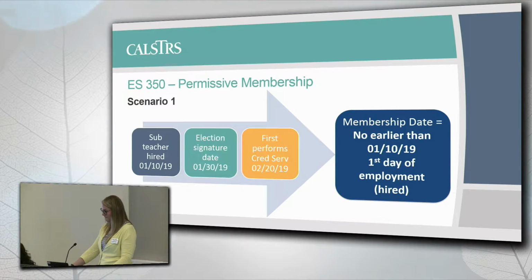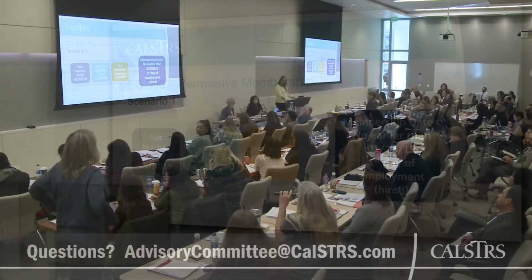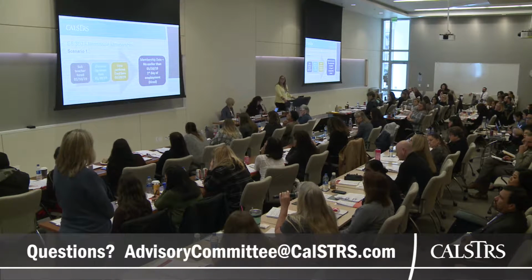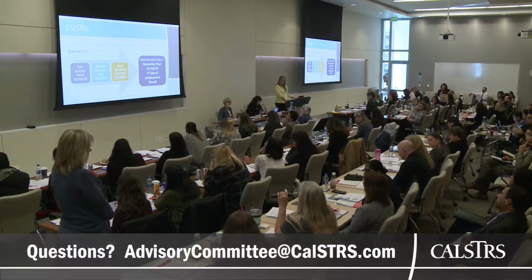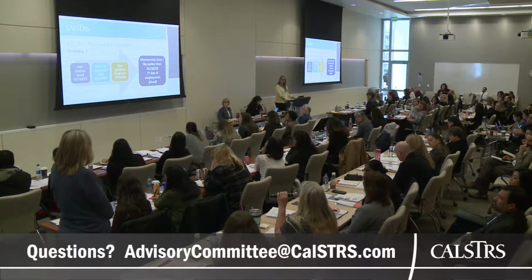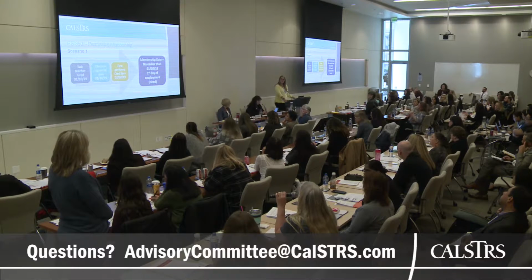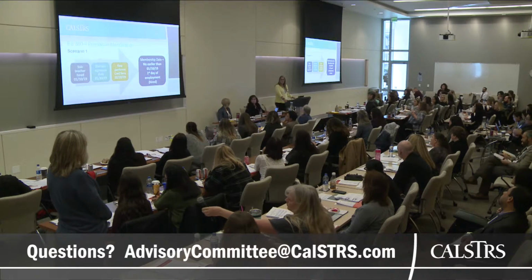So it says no earlier than 1/10. Yes. So in the employee section, they're picking the membership date. If they chose to, could they pick 1/30 or 1/20? Or does it have to be 1/10? No, they can pick anything. They can pick 1/20, 1/15. That's at their discretion at this point because it's their election. But this is where they could not have anything earlier than the 1/10.